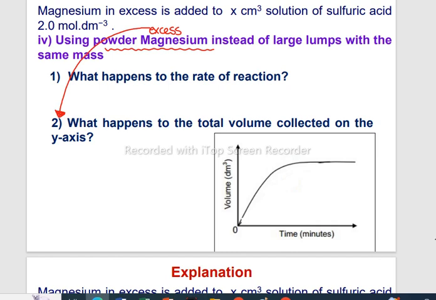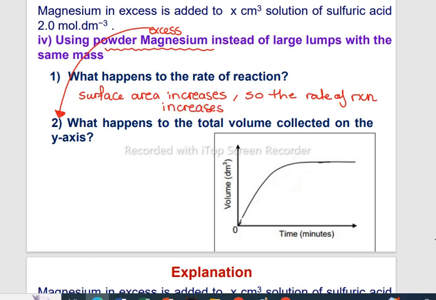Okay, so what happens to the rate? Talking about powder, the surface area becomes larger due to the use of powder, smaller lumps. So surface area increases. Therefore, what will happen to the rate? Definitely the rate will also increase. So the rate of reaction increases. So the curve should be steeper, closer to the y-axis.